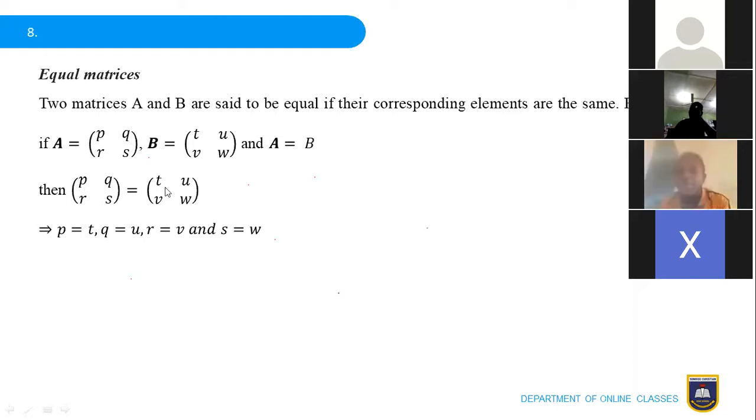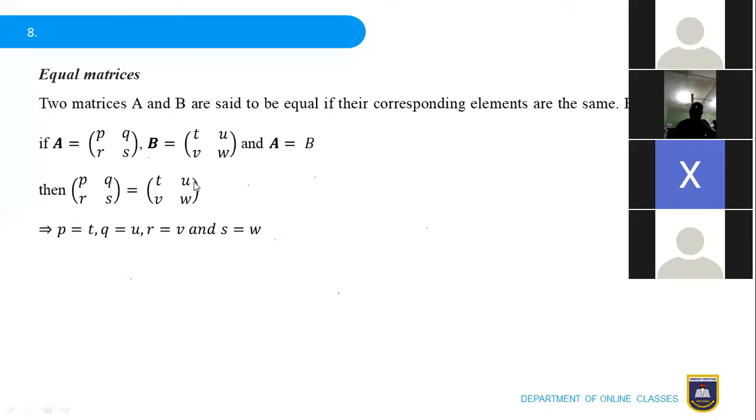Now, the element Q in the first matrix is also equal to the element U in the second matrix. So we say they are equal because they are corresponding. Likewise, the element R in the first matrix is equal to the first element in the second row, which is V. So we have R equal to V. They are the same. So what it means is that if your R in the first matrix is 2, then your V in the second matrix is also going to be 2. Then again, the element S in the first matrix is also equal to the element W in the second matrix. So this is for equality of matrices.